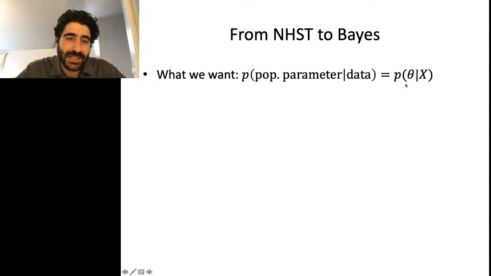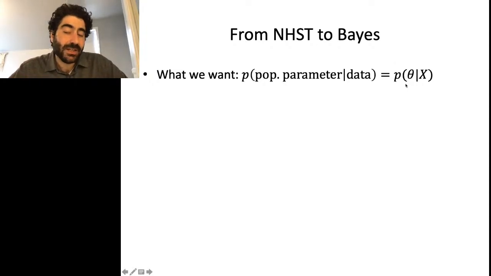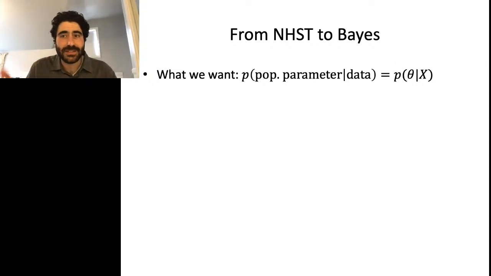This theta is just a stand-in for anything. It could be a mean, a variance, a median, whatever. There's something in the world that we want to know about. That's our theta. And we have some data x, and we want to know, based on this data x, so assuming this x data that we collected is true, what does that tell us about the probability distribution of this thing we care about in the world?